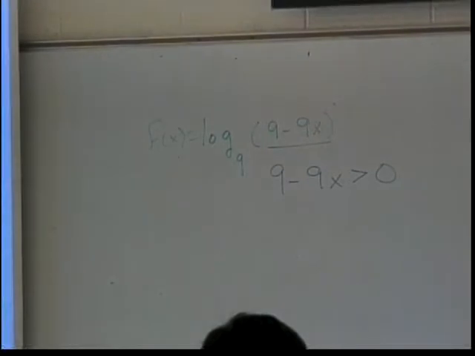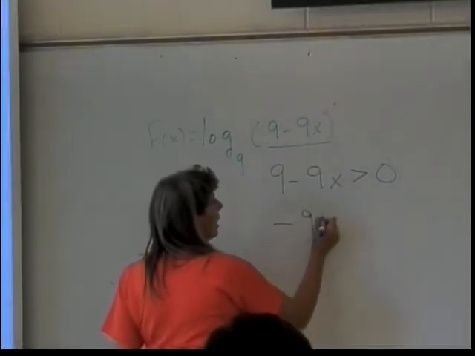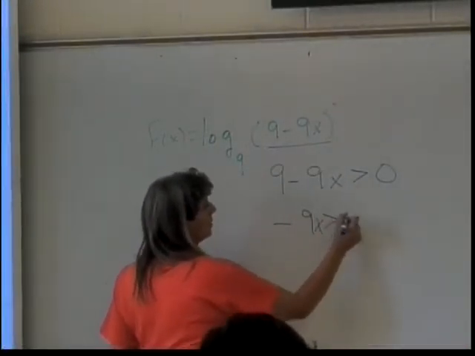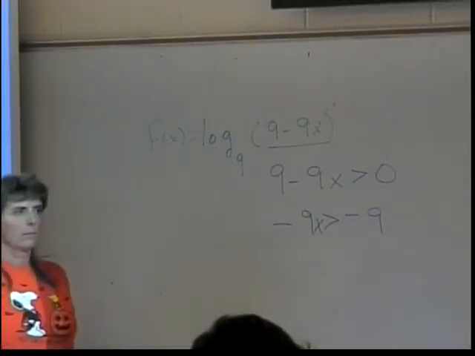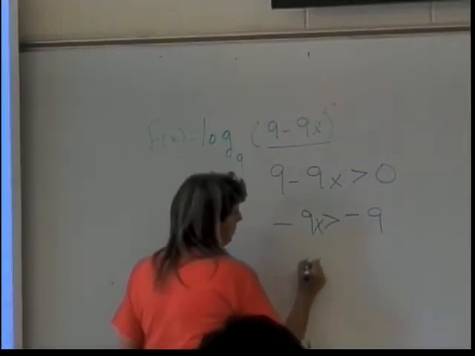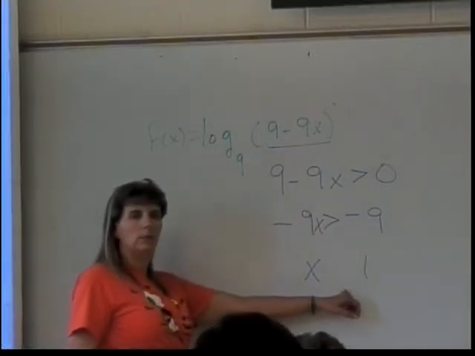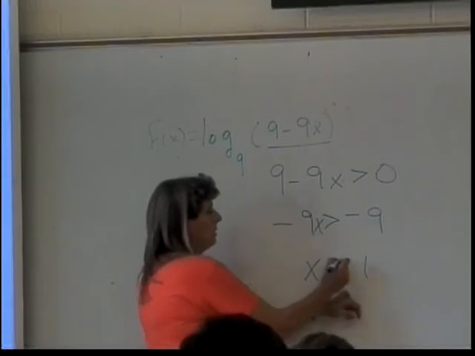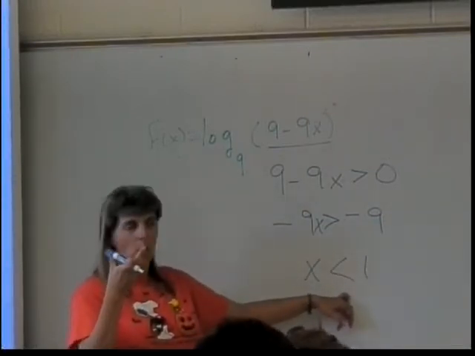What? Subtract 9? Okay. So if I subtract 9, I have negative 9x is greater than negative 9. And now what? Divide by negative 9, so I have x on this side, 1 on that side. What do I have in between? A less than, because remember when you multiply or divide by a negative number, that switches the inequality around.